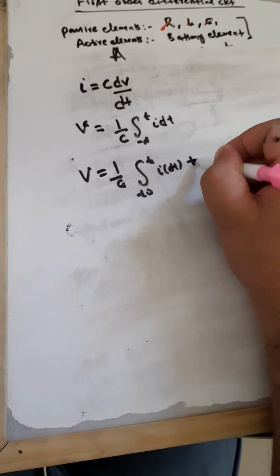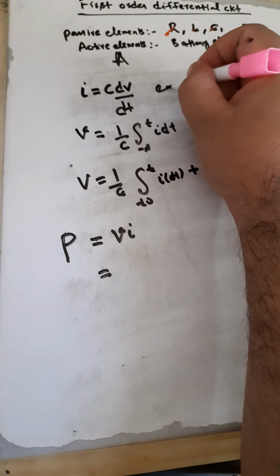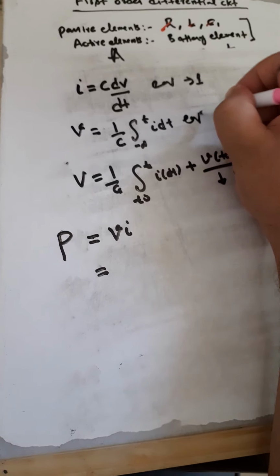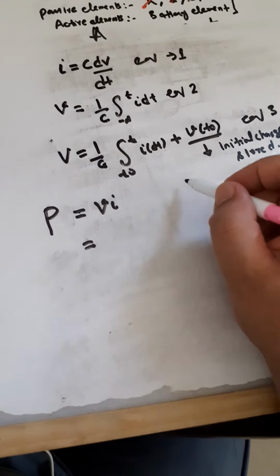So now you know the formula for power. The formula for power is P is equal to V into I. From equation 1, we can substitute in equation 4. So we get V, and instead of I we write C dV by dt. So this becomes CV dV by dt. Now this is our power.